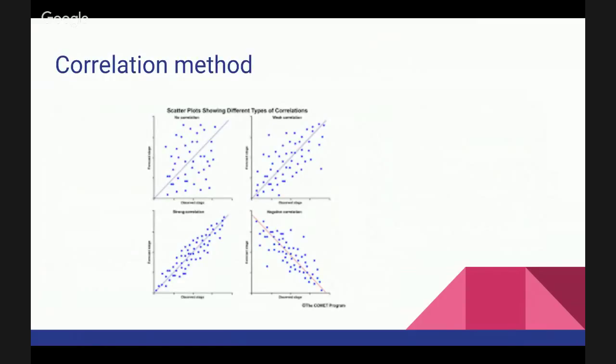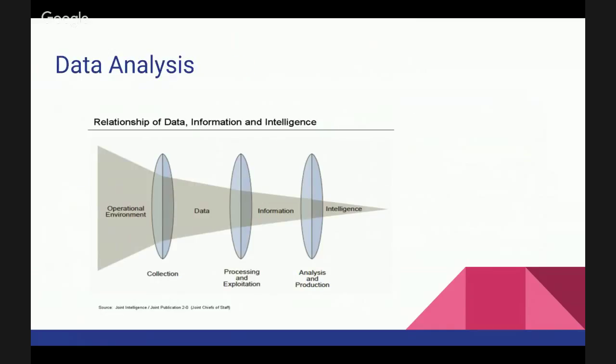The correlation method is another way, which is just like regression. It has a little connection with each other, but the correlation method can get a formula to forecast the future, and it's very important for the marketing process. For data analysis, the relationship of data, information and intelligence is just like a map.